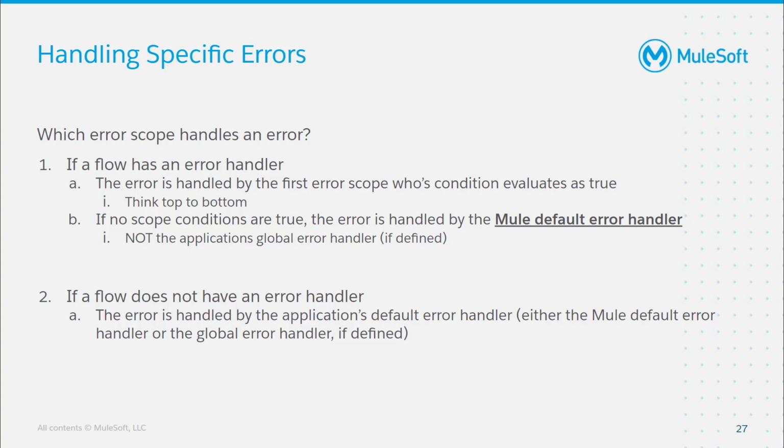This is pretty straightforward. Where things get a little bit more nuanced is when there are multiple error handling scopes defined for a single flow. If an error handler is defined for the flow, the error will be handled by the first scope whose condition evaluates to true. The order of the scopes is determined from top to bottom as defined in the error handling section of the flow. This next part is important. If none of the scope's conditions evaluate to true, the error will be handled by the Mule default error handler, even if there is a global error handler defined. The Mule default error handler will still handle the error.